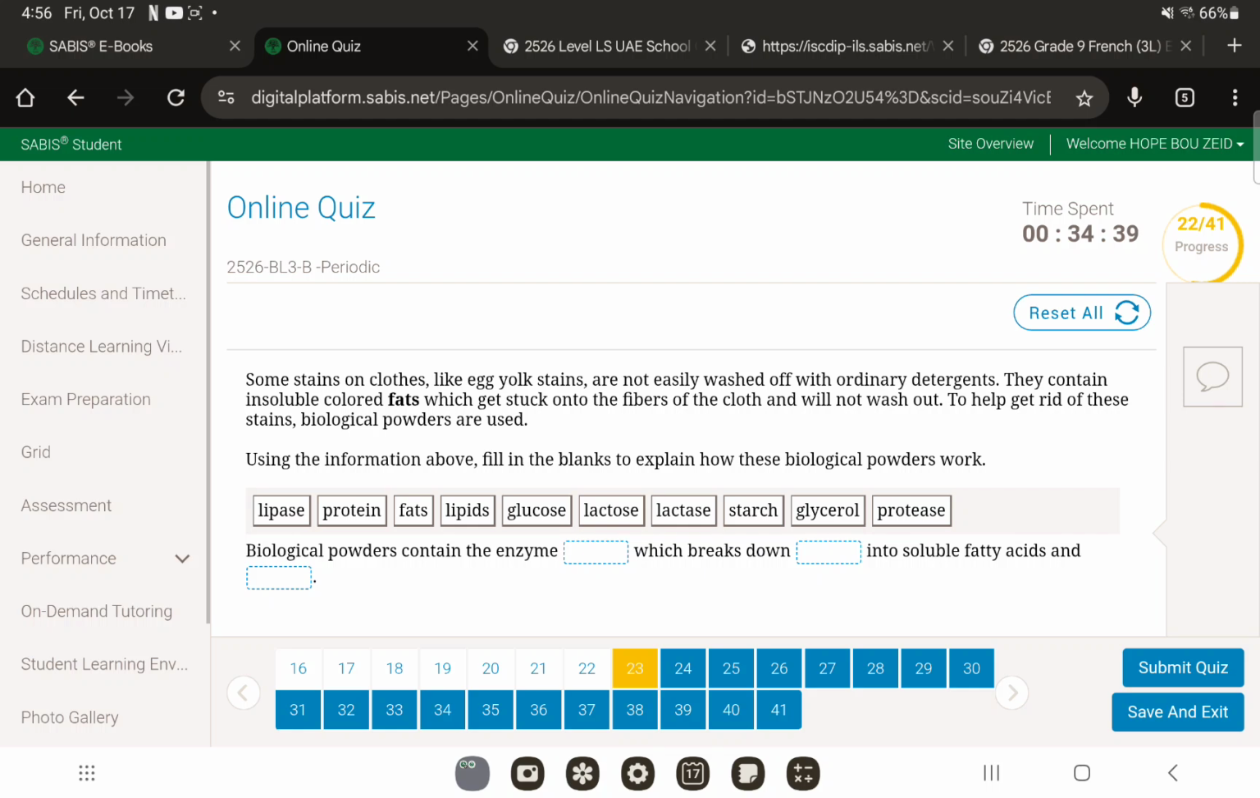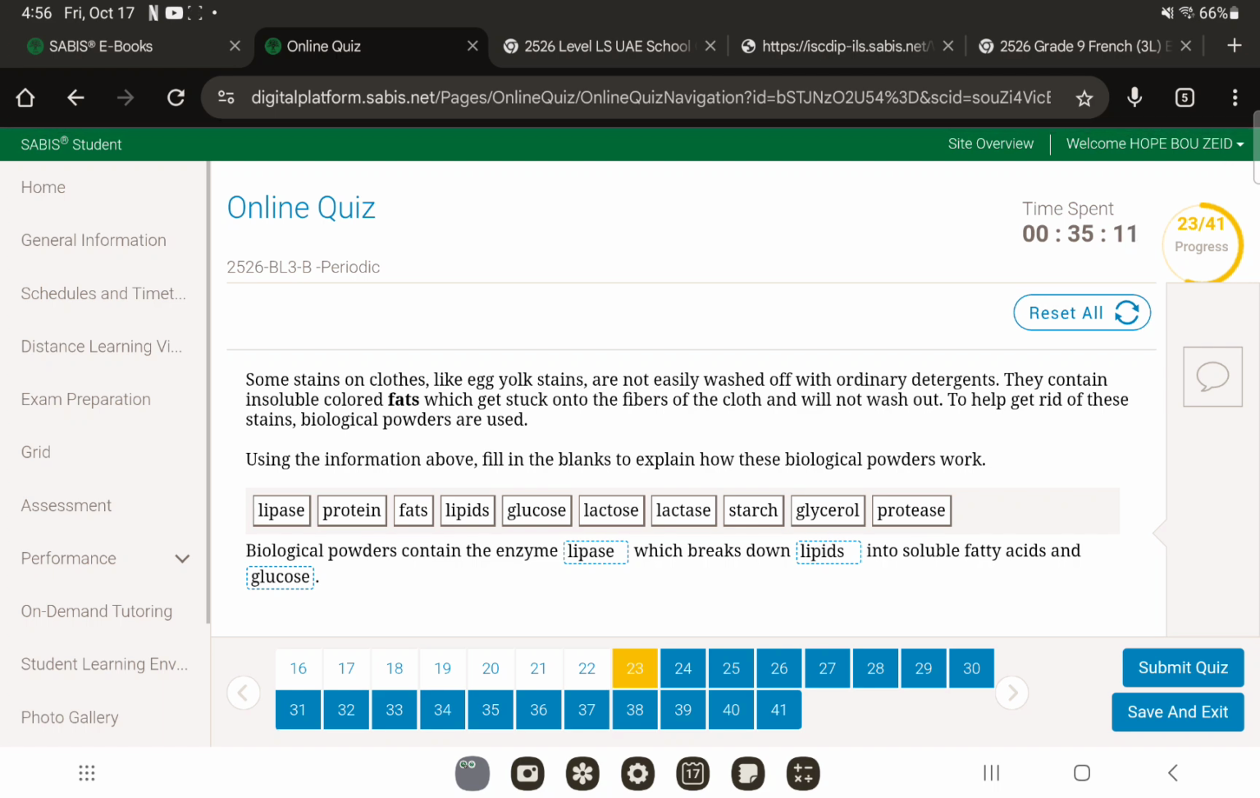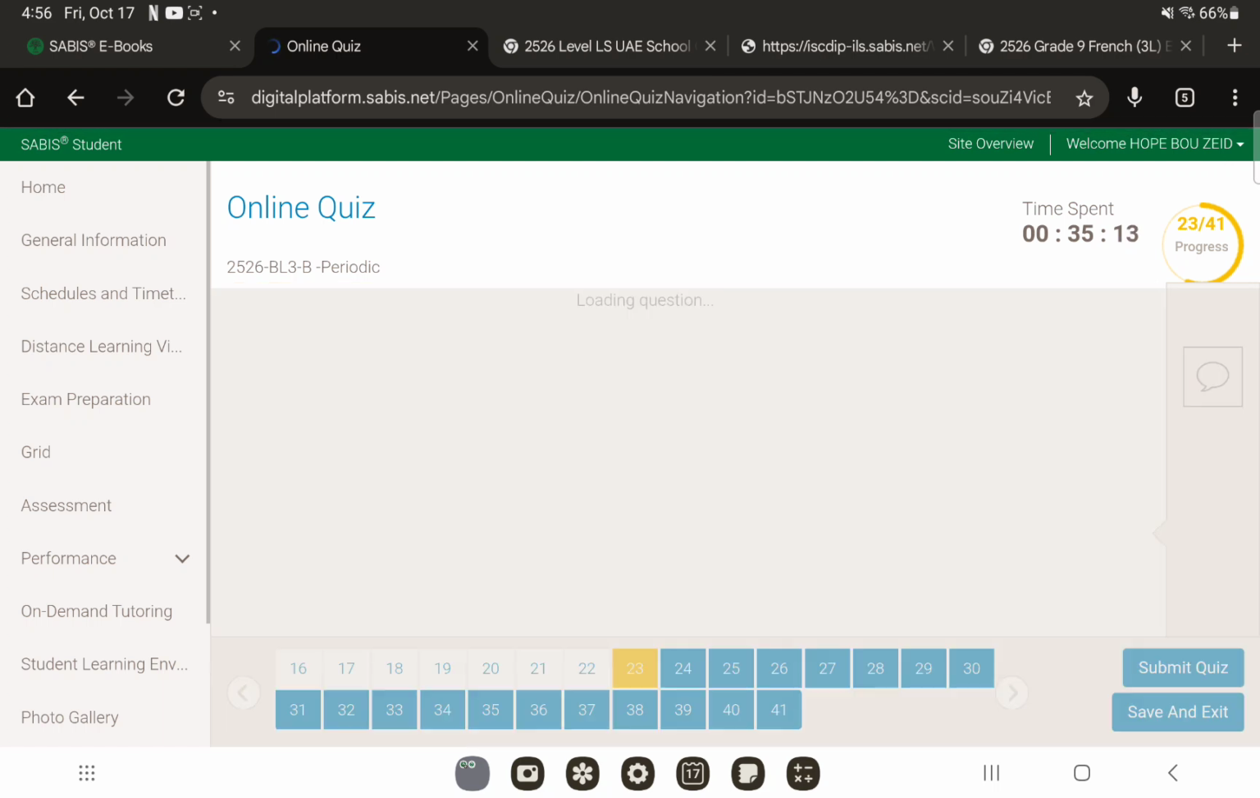Biological powders contain the enzyme protease, which breaks down protein, specifically for fats. Sorry, I thought this was proteins. No, they're asking for specifically fats. So lipase breaks down lipids into soluble fatty acids and glycerol. Was it glucose or glycerol? No, glycerol. Sorry. My bad.